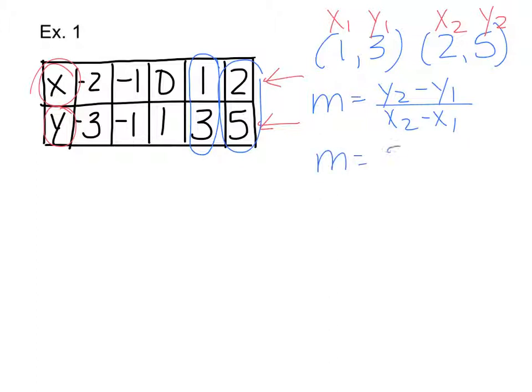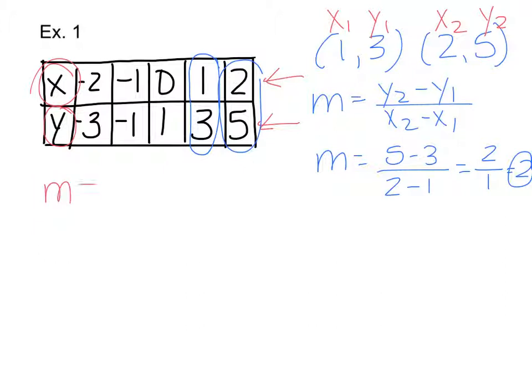So then that would be 5 minus 3 over 2 minus 1. 5 minus 3 is 2. 2 minus 1 is 1, and 2 over 1 just reduces to 2. So my slope is going to be 2, and I can choose any of the ordered pairs. It doesn't even have to be one that you used. But I'm going to go ahead and choose 1, 3.